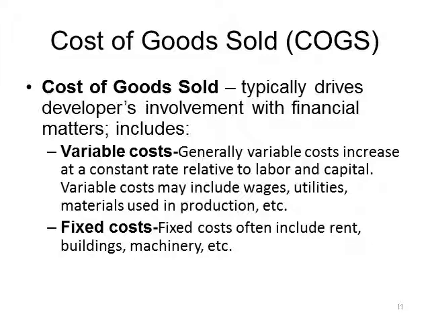Another word that is used frequently in pricing is cost of goods sold, or abbreviated COGS. Cost of goods sold typically drives developers' involvement with financial matters, and this includes variable costs and fixed costs. Variable costs increase at a constant rate relative to labor and capital. Variable costs include wages, utilities, materials used in production. And we'll go over these in a little more detail. Fixed costs often include rent, buildings, machinery, etc.